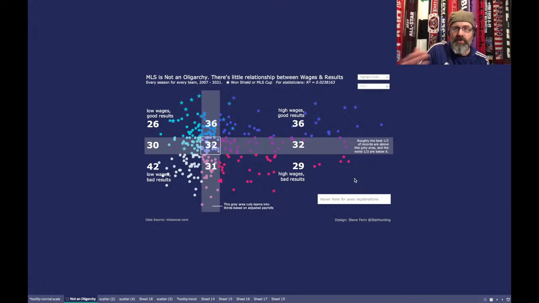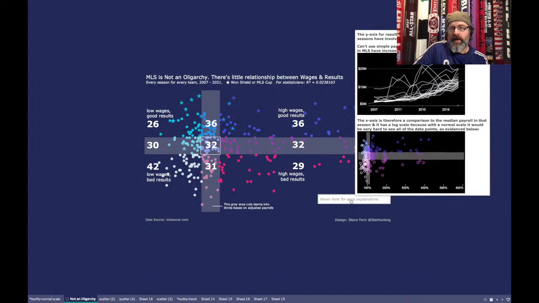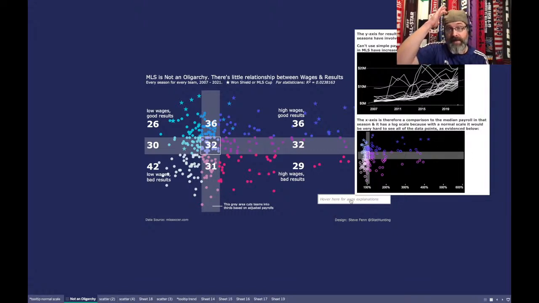Now, there's some nuances in here you want to be aware of. The bottom axis is a log scale based on their salaries relative to the median. Why did I do that? Well, I had to do salaries relative to the median because there's been such inflation in MLS over the years. If I didn't, then these early LA Galaxy seasons would look like they were low spending because that $9 million would be below the lowest payroll right now. So we're ranking this based on spending relative to the median.